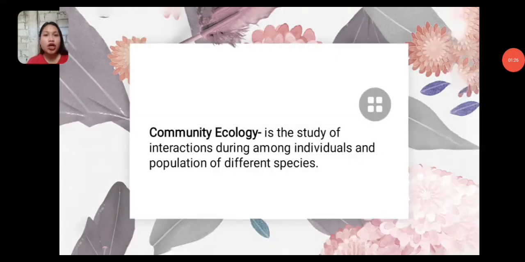So, community ecology is the study of a group of people or organisms, and sila ang nag-study sa functioning of community. And then, sila po ang nag-study sa kung asang isa ka species particularly nagpuyo.